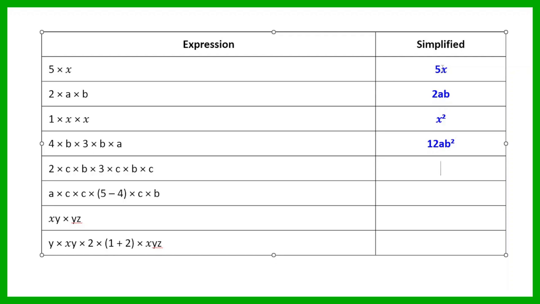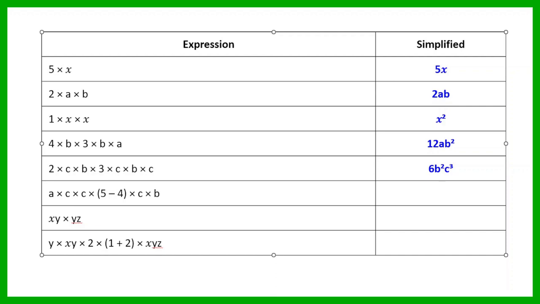The next one, for our numbers, 2 times 3 is 6. Our first variable in alphabetical order is b. I've got 2 of them, so it's b squared. And then I've got C's, and I've got 3 of them, so it's going to be C cubed.